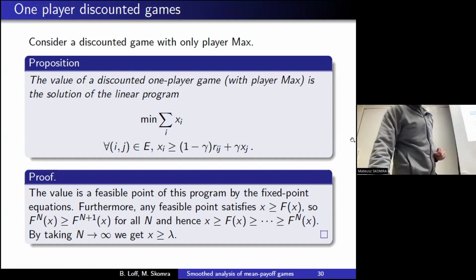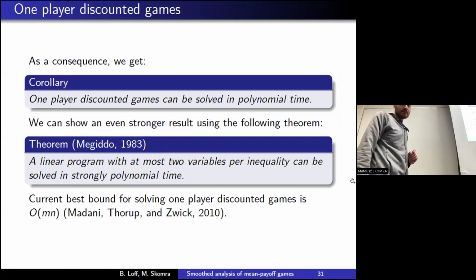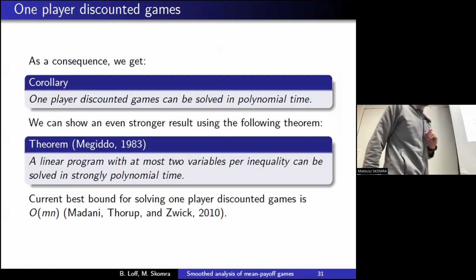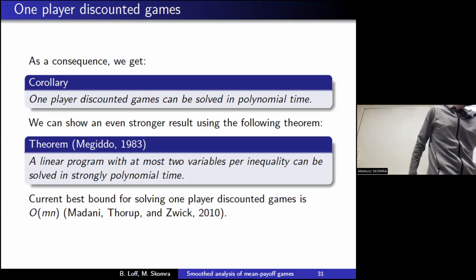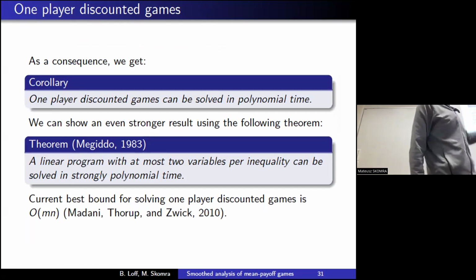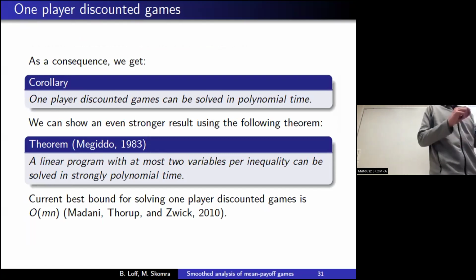And there is a theorem of Megiddo saying that if you have a linear program that has two variables per inequality, then you can solve it in strong polynomial time. Okay? If you apply a general algorithm for linear programming, then the complexity would depend on the bit size, the number of bits that you need to encode the discount factor. But by this theorem, you can do this in complexity that does not depend on the number of bits that encode the discount factor. So this is an improvement: you can do it in strong polynomial time.